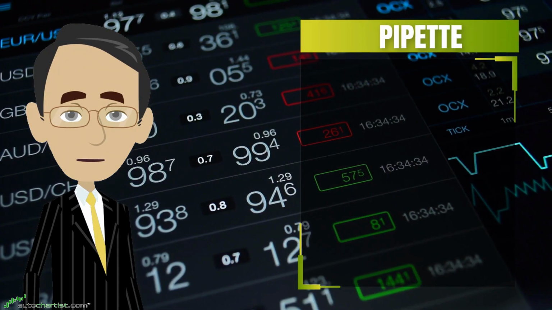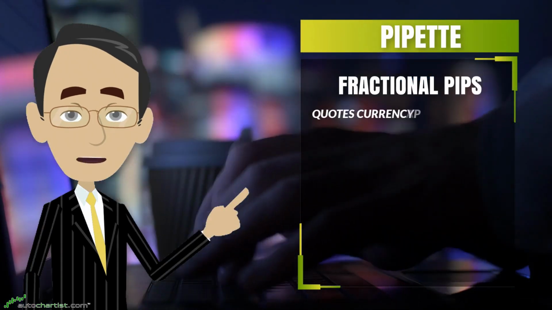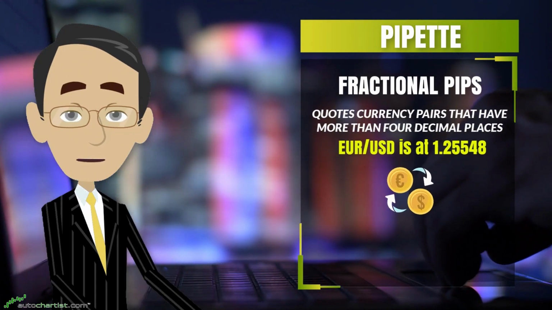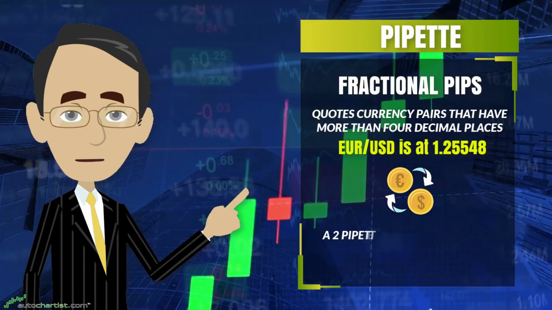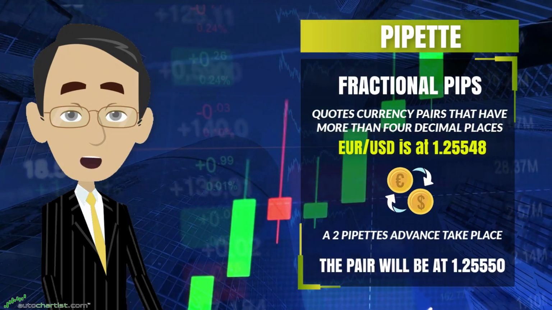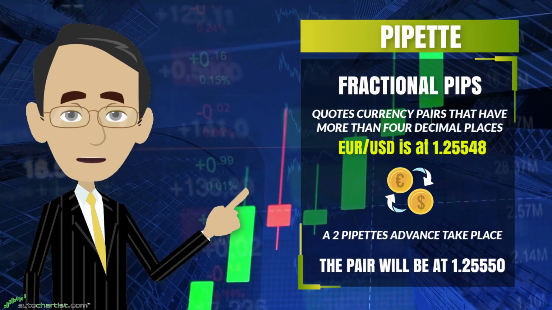Another term is a pipette. These are fractional pips and are used when a broker quotes currency pairs that have more than 4 decimal points. So if EUR/USD is at 1.25548, and a 2 pipettes advance takes place, then the pair will be at 1.25550. So the 5th decimal digit in a platform represents pipettes.